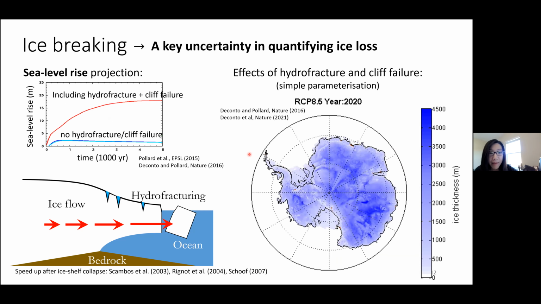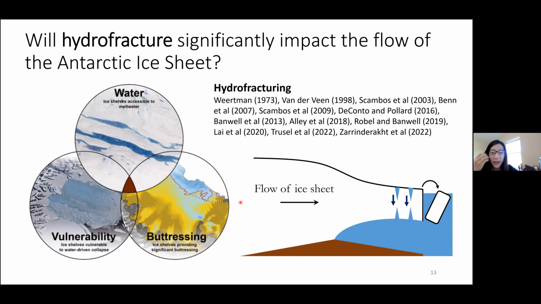So in fact, ice sheet modelers have shown that including a simple hydrofracture as well as a cliff failure mechanism will result in much higher sea level rise predictions. The problem is that how to accurately include hydrofracture physics in ice sheet models is still an open question, and it's a key uncertainty in quantifying the future of ice loss. So the question I'd like to address in the first part of the talk is, will hydrofracture significantly impact the flow of the Antarctic ice sheet?